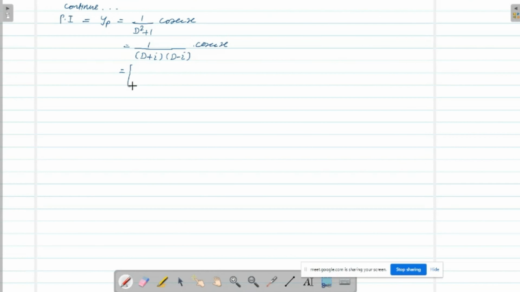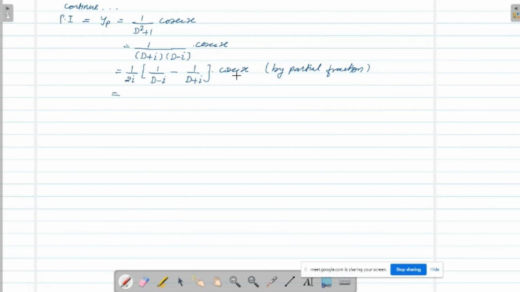So using partial fraction, you will get this equal to 1 upon 2i, in brackets 1 upon D minus i, minus 1 upon D plus i, into cosec x. Why is this so? Because we are using the partial fraction method. Okay, getting?